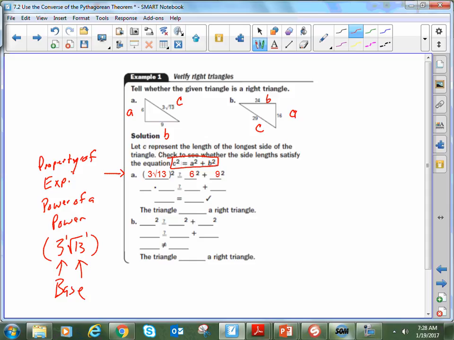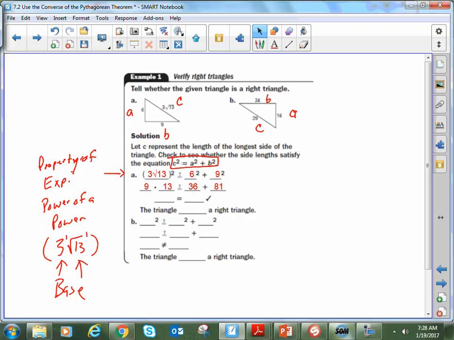And what I'm going to do is raise the power to another power, meaning I'm going to raise the 3 that has a power of 1, and I'm going to raise that to a power of 2. So at this point, what we're really doing is distributing the exponent on the outside to the exponents on the inside. So 3 squared gives me 9, and radical 13 squared is just 13.